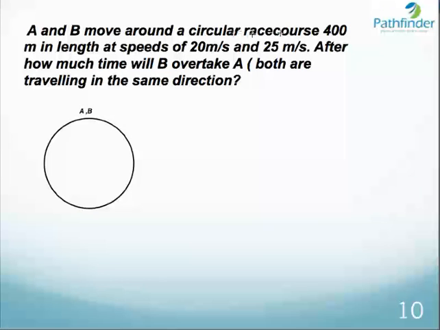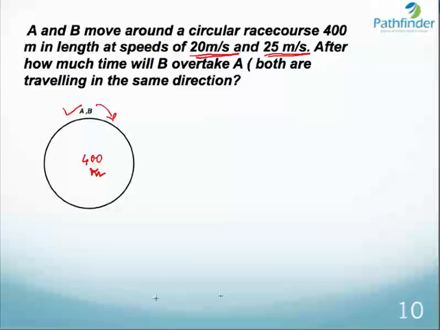A and B move around a circular race course 400 meters in length at speeds of 20 and 25 meters per second. After how much time will B overtake A? Both are traveling in the same direction. So we have two individuals, A and B, traveling in the same direction around this race course, and this race course is 400 meters in circumference, and we want to know when B will overtake A. It is given that B's speed is 25 meters per second and A's speed is 20 meters per second.